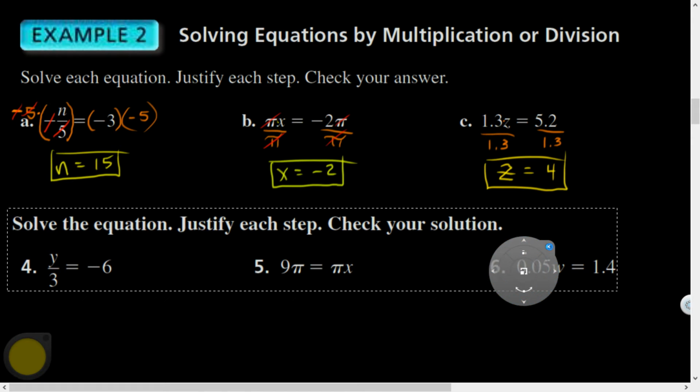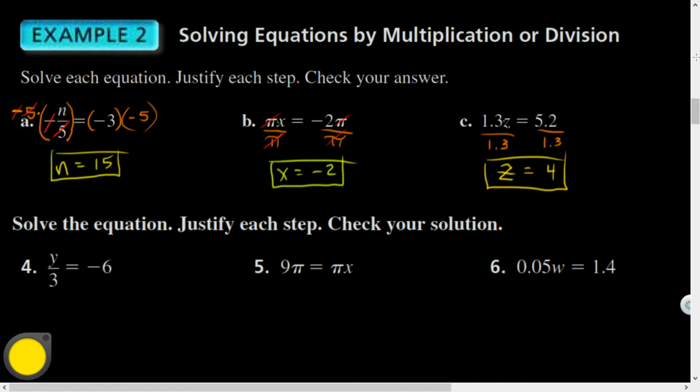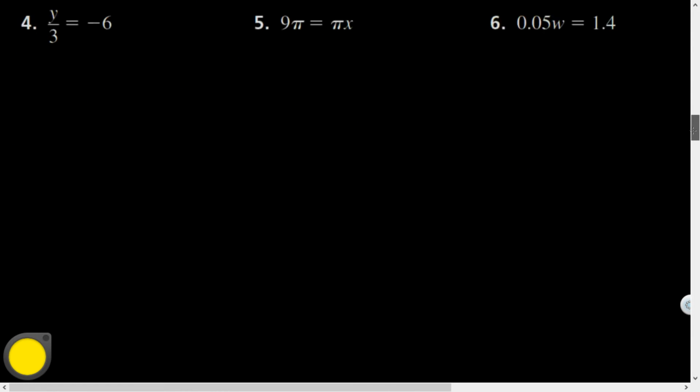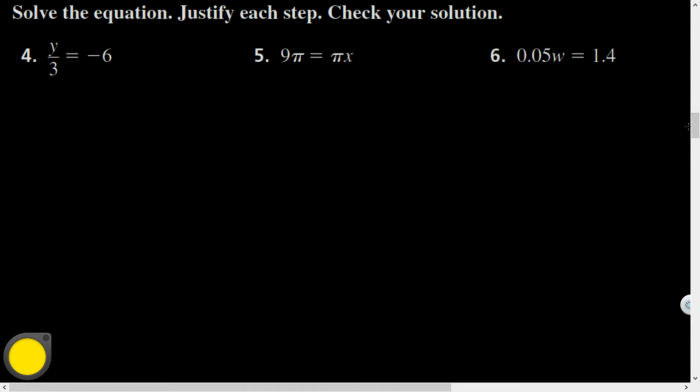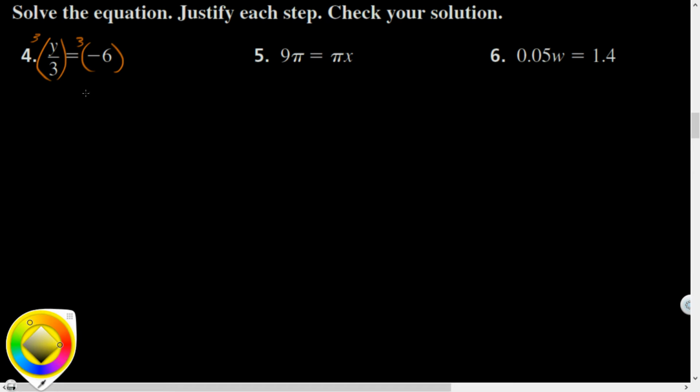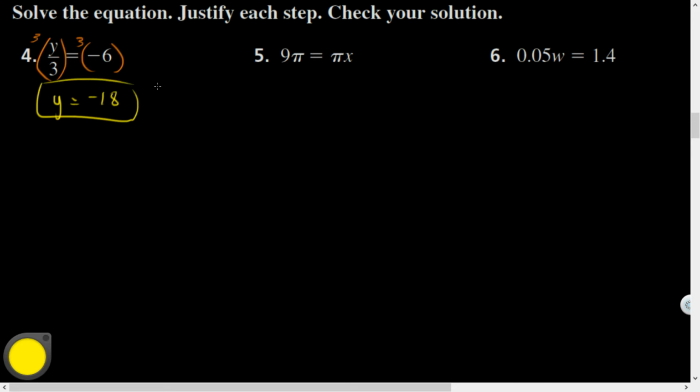All right. Let me do these ones fast. Don't write these down. Just think about the process, okay? Y is being divided by 3. The inverse would be to multiply. I can't just multiply this side by 3. It'll not be equal anymore, so I multiply both sides by 3. I get y equals 3 times 6 is 18, and I've got that minus sign still hanging out, negative 18.